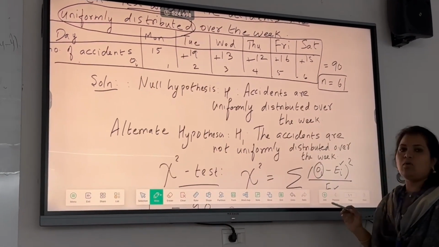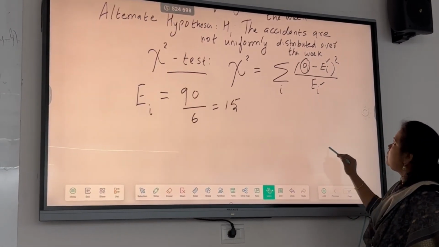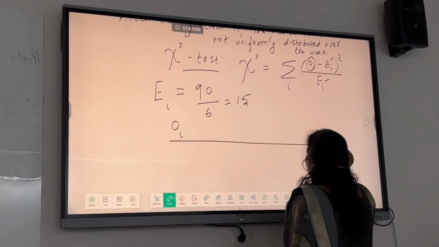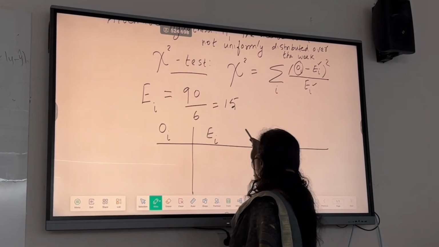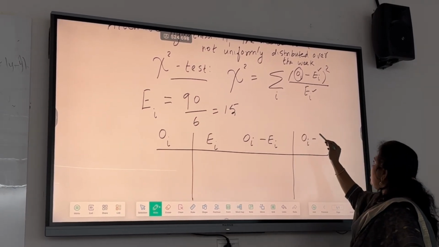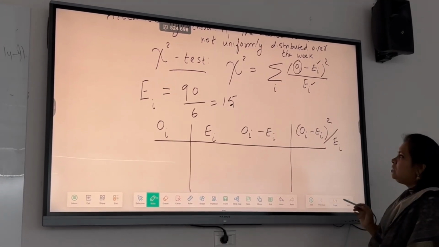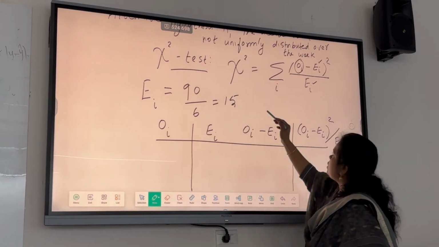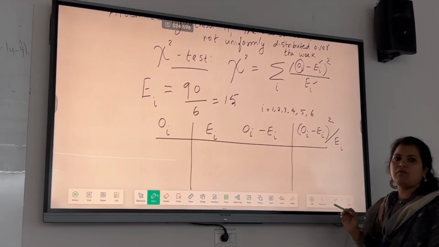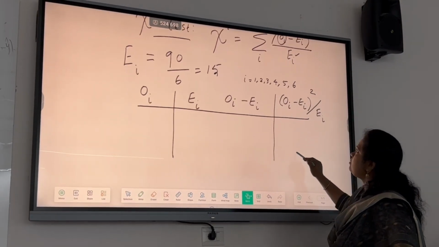Once we know Oi and Ei, we can calculate using a tabulation. So Oi, Ei, Oi minus Ei. If you want, you can do one more step: Oi minus Ei squared, and then divide by Ei. Here i runs over the days, and you are supposed to write the observations one by one.